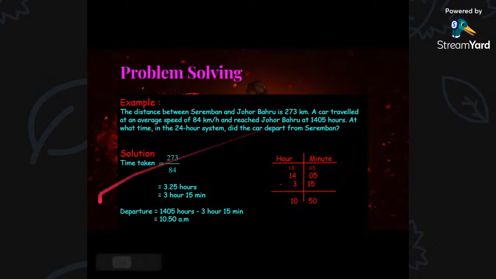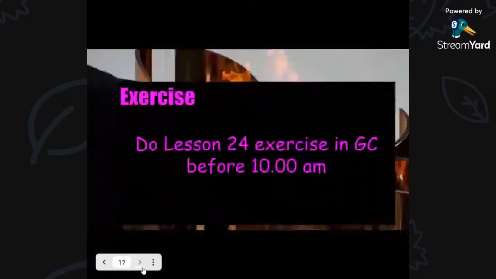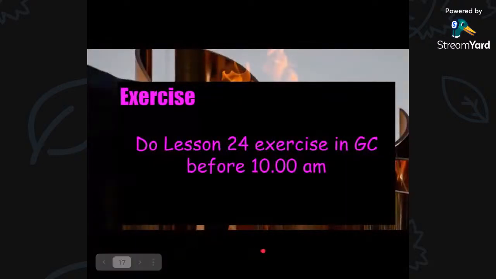Okay, now, so sampai sini sahaja. Alright, so lepas ni what you need to do is do lesson 24 exercise in GC and submit before 10 am. Okay, you can ask the question to me around 8:30 until 10 am ni using the WhatsApp. Just PM me kalau ada apa-apa soalan nak tanya. Okay, alright, so saya rasa sampai sini sahaja kelas kita hari ini.